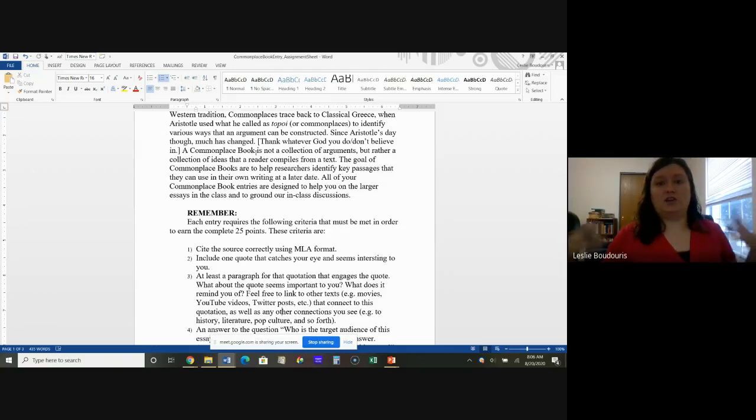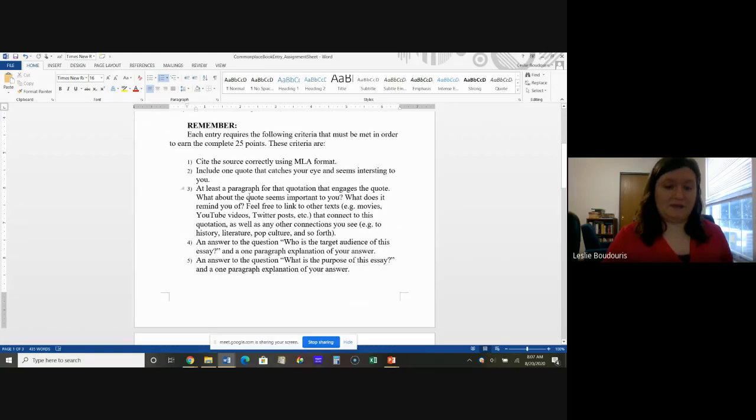And so again, you're not necessarily reading them for the specific essays that you're going to be using down the road, but I do want you to have that skill. There are 5 different steps to this. The first step is to cite the source correctly using MLA format. The majority of today's class period will involve me going over what MLA format is, so today's class should help you understand how you're supposed to cite that source.